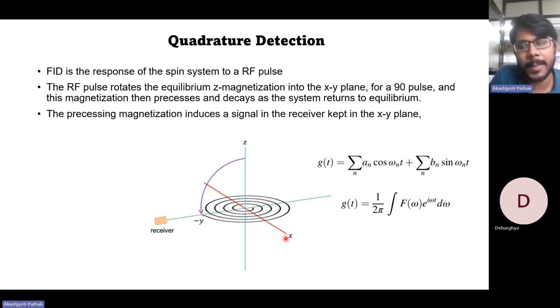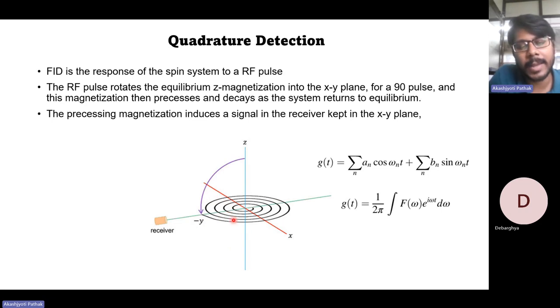The transverse plane is the xy plane. It will start to decay, and it will follow a spiral path. This magnetization moves from the xy plane and shifts back to its equilibrium position along the z axis. When this magnetization starts decaying, because of the fluctuating magnetic field components along the x-axis and the y-axis, a signal is detected.